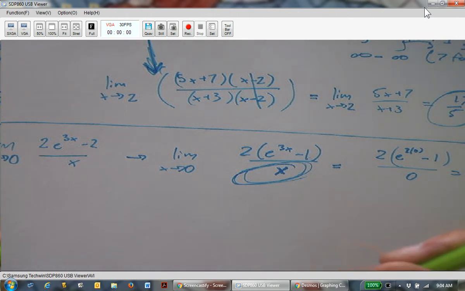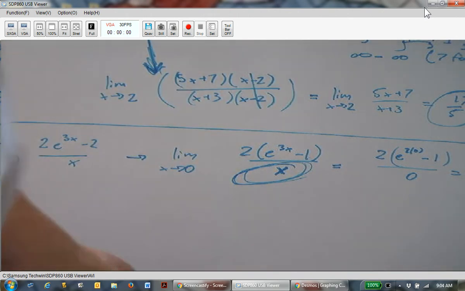Okay. All right. Let's go over what L'Hopital's rule is. You guys ready? This is a very, very beautiful technique.